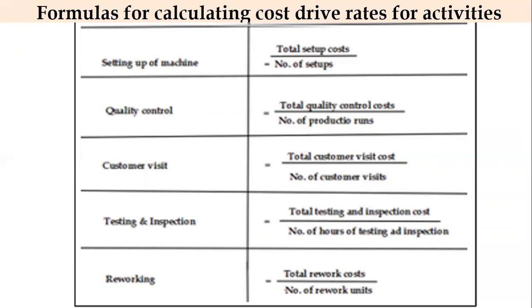The formulas used are: for setting up of machine, total setup cost divided by number of setups. Quality control, total quality control cost, the cost incurred for this activity, divided by number of production runs. Next is customer visit, total customer visit cost divided by number of customer visits. Testing and inspection, total testing and inspection cost divided by number of hours of testing and inspection. Reworking, total rework cost divided by number of rework units.